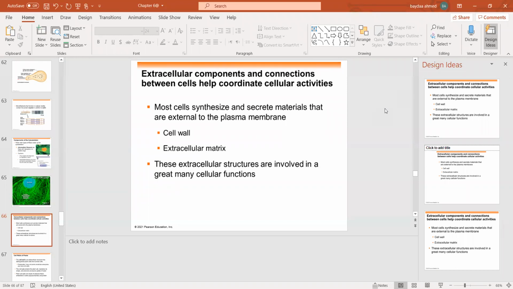The plasma membrane is usually regarded as the boundary of the living cell, but most cells synthesize and secrete materials extracellularly to the outside of the cell. Although these materials and the structures they form are outside the cell, their study is important to cell biology because they are involved in a great many essential cellular functions. We have two types of extracellular component. We have the cell wall for plants, and animal cells also produce extracellular matrix outside the cell membrane.